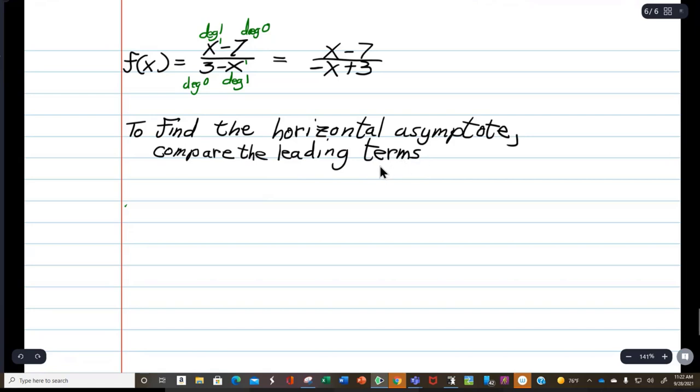Okay, we're going to do that. The leading terms are x and negative x, which means 1x and negative 1x. This leading term is degree 1, and this leading term is degree 1. So we compare the degrees of the leading terms.